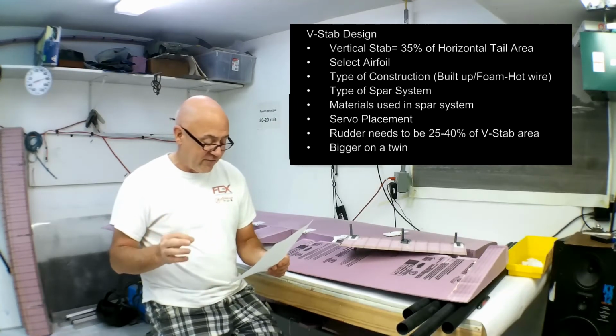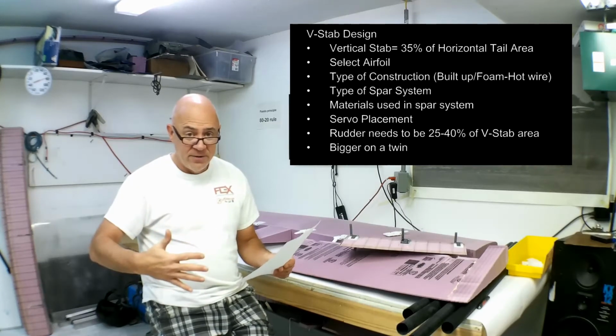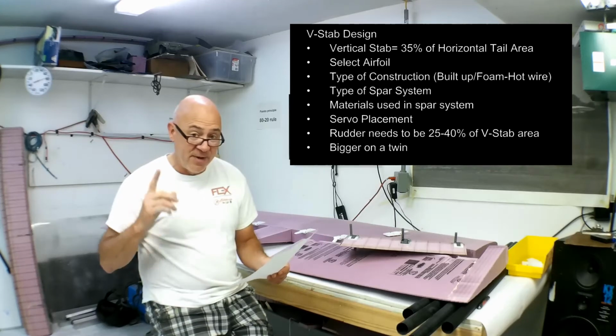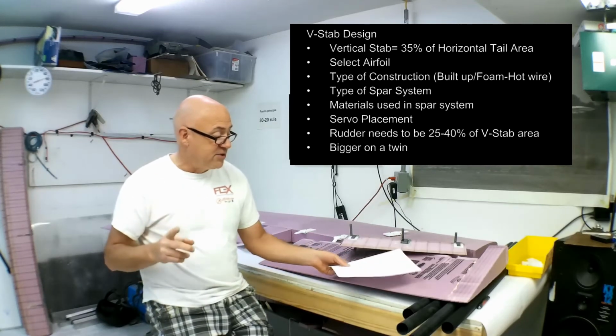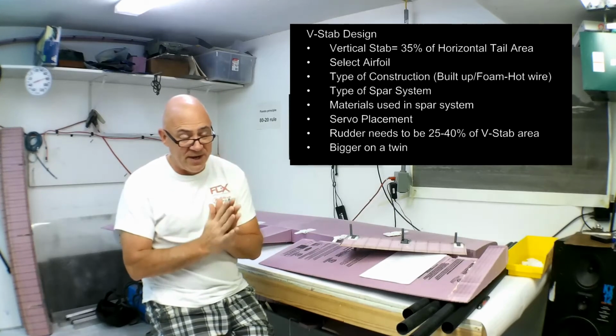The rudder needs to be 25 to 40% of the vertical stab. It needs to be bigger on twins. I'm also going to re-emphasize something I've talked about 100 times.